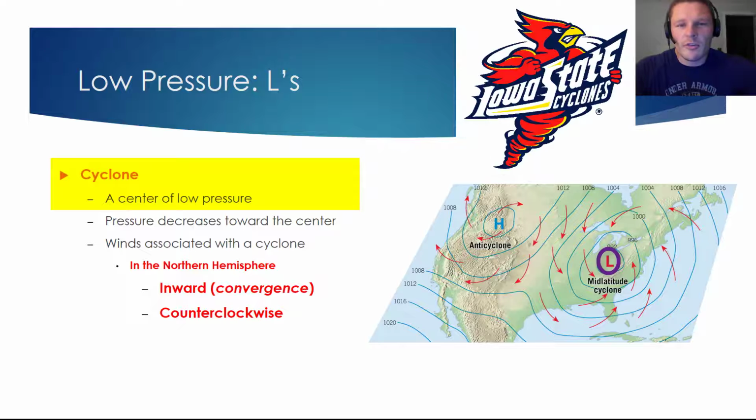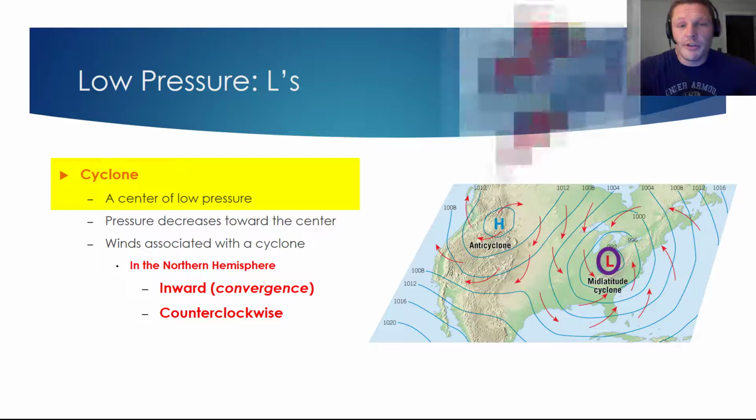Now, don't confuse the term cyclone with tornado. While it's true that tornadoes are cyclones, not all cyclones are tornadoes. In fact, if you take a look at the mascot for Iowa State, it's not technically incorrect, although it is kind of misleading. So our red Ls that we see on maps don't always indicate tornadoes, but they do always indicate cyclones, which are centers of low pressure.